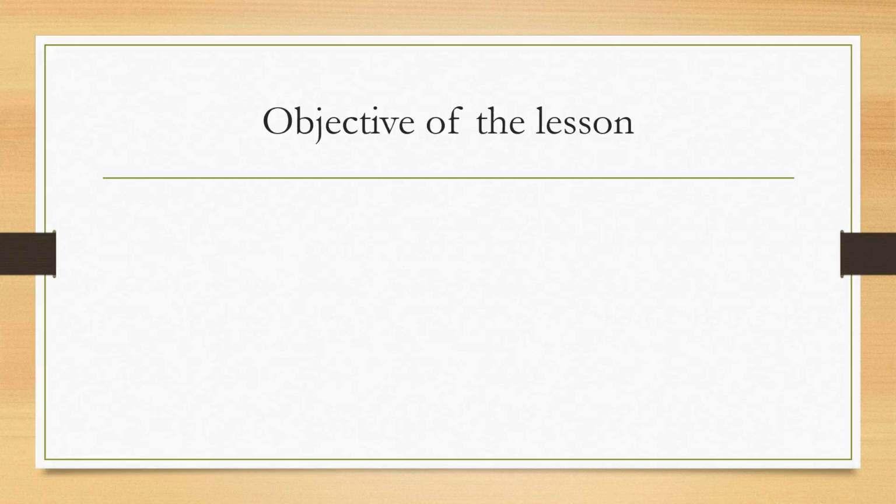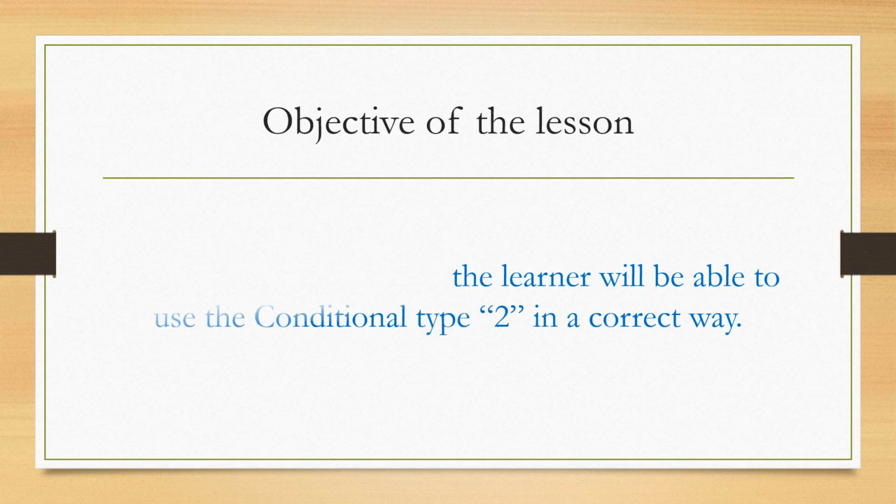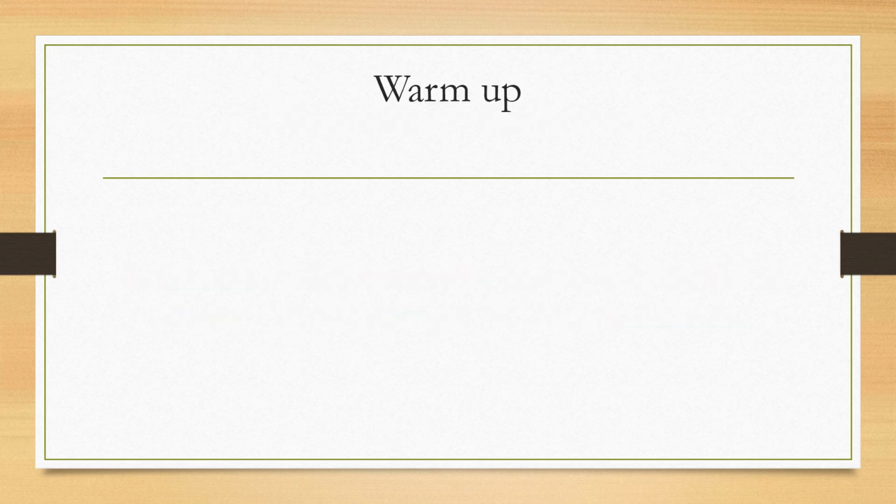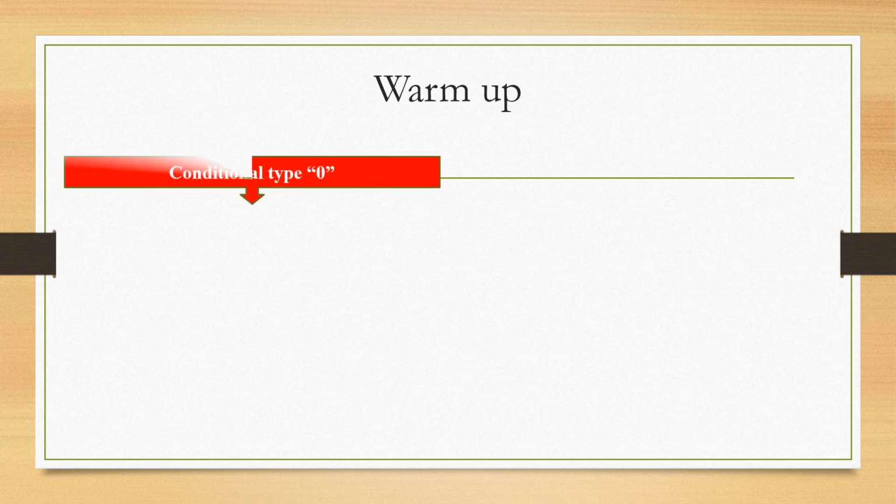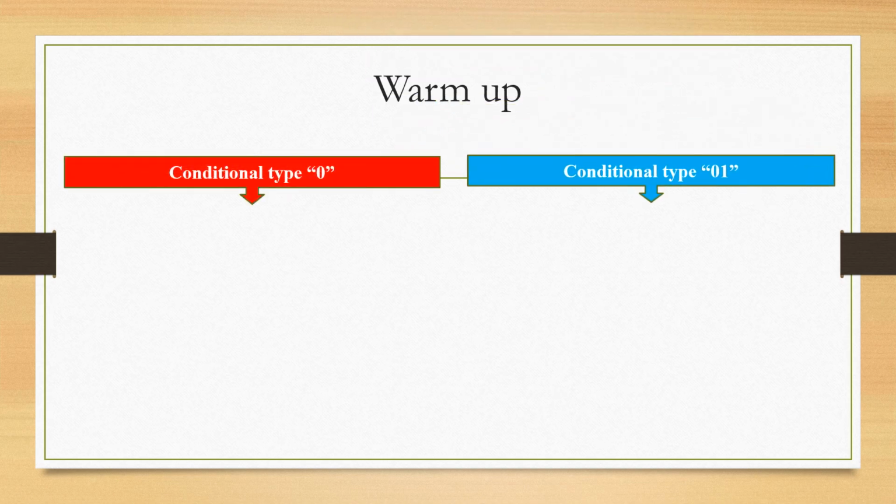So, the objective of this lesson is to make learners able to use conditional type 2 in a correct way. Before that, we are going to speak about what we saw before. We saw conditional type 0 and conditional type 1. So, let's start with conditional type 0.